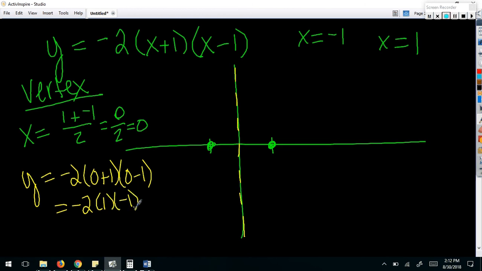What do you get? What is -2 times +1 times -1? What is it? +2. That's right. Up to.